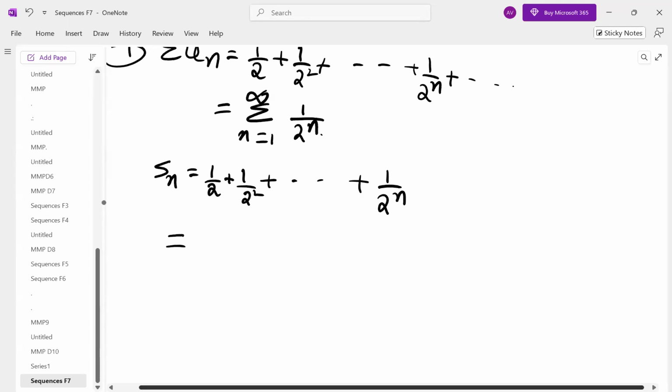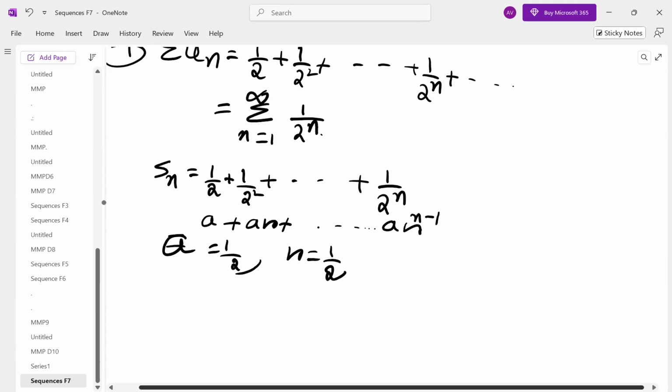This is in the form A, AR, AR squared, and so on, AR power n minus 1 is the nth term. A is 1 by 2, R is 1 by 2. So it is a geometric progression. We want to find the sum to n terms. What is the formula? A times 1 minus R power n by 1 minus R.